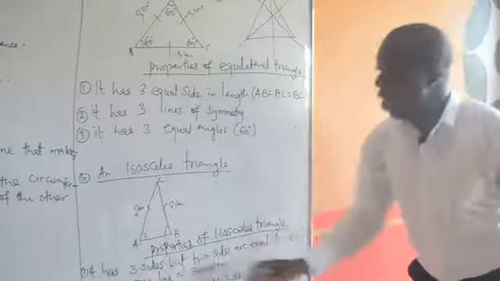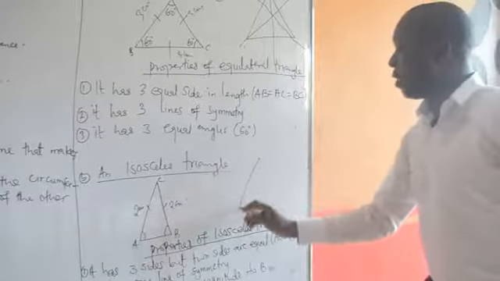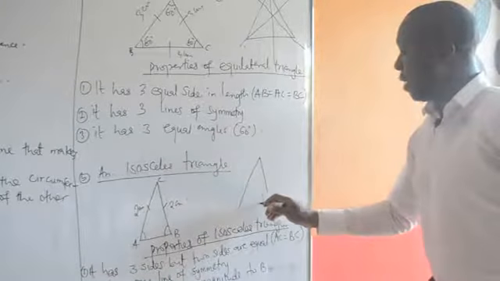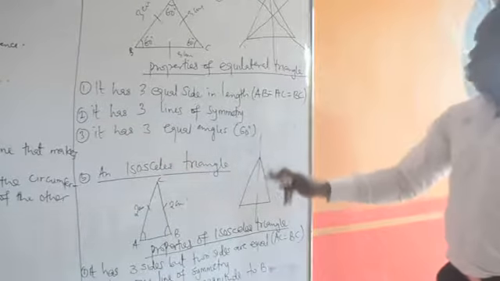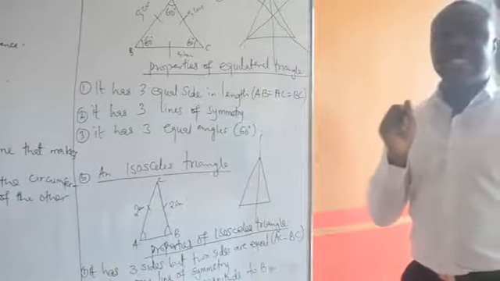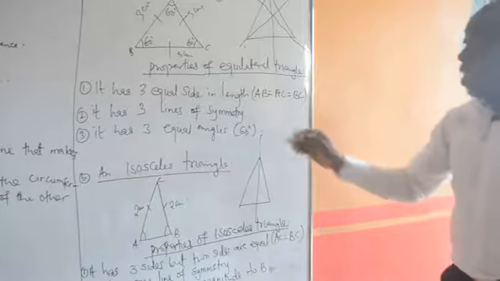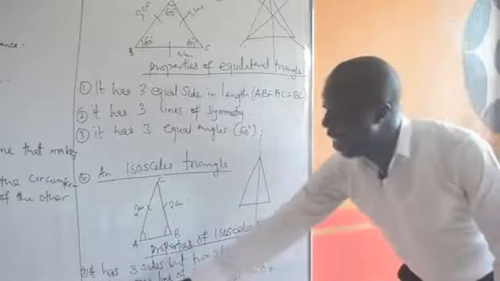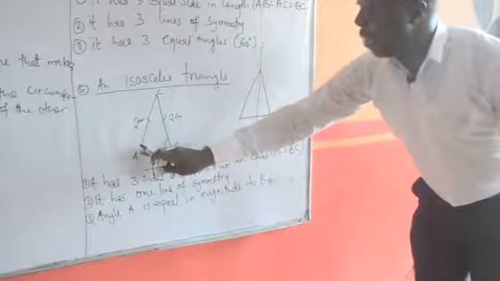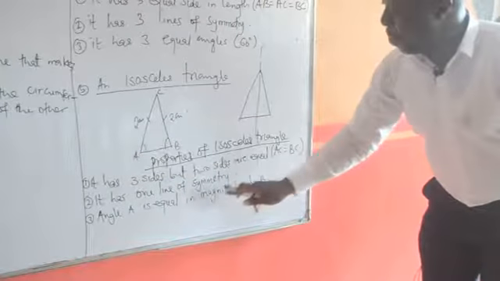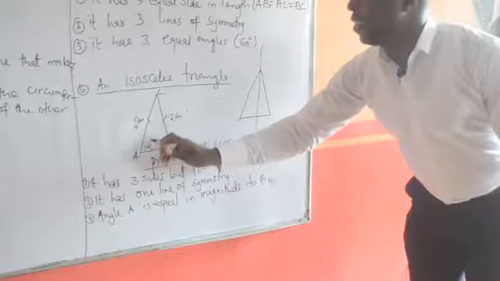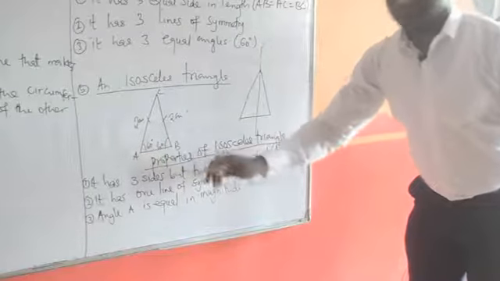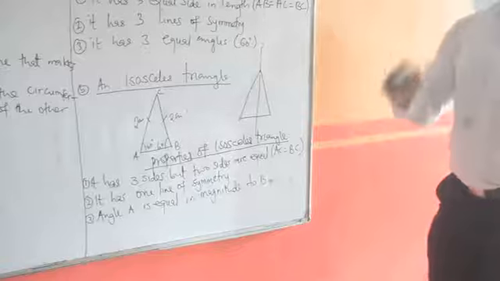Likewise, it has one line of symmetry. Let us consider this as an example. Just one line of symmetry. This is just one line. An isosceles triangle has one line of symmetry. And angle A, this angle, is equal in magnitude to angle B. That is, if this angle is 60 degrees, this angle too will be 60 degrees. The two angles are equal.